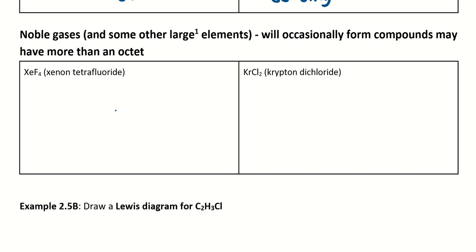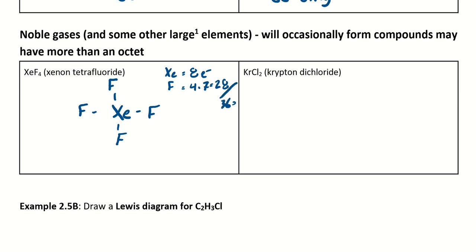So if I'm going to do this, I'm going to put xenon, and I'm going to put fluorine around it. Fluorine, fluorine, fluorine, fluorine. And I'm going to say, well, what does xenon have? Xenon has 8 electrons around it usually. Fluorine, we have 4 times 7 for a total of 28. And that's giving me 36 electrons that I need to place. Well, I've placed 8 of them, okay? So that is leaving me 28 electrons left to place.